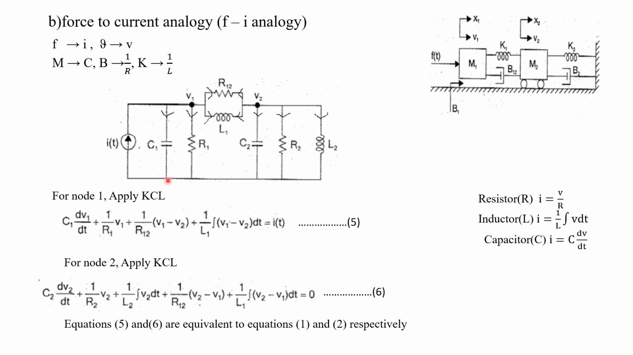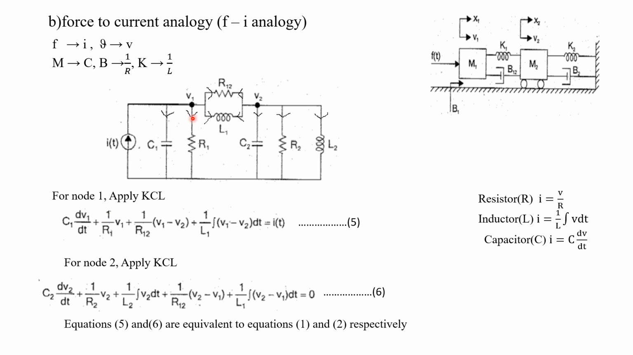At this point, the voltage is 0 because this is a ground line. So the voltage difference is V1 minus 0, because the current is flowing from the higher potential to lower potential. V1 minus 0, simply we can write it as V1. Understood?